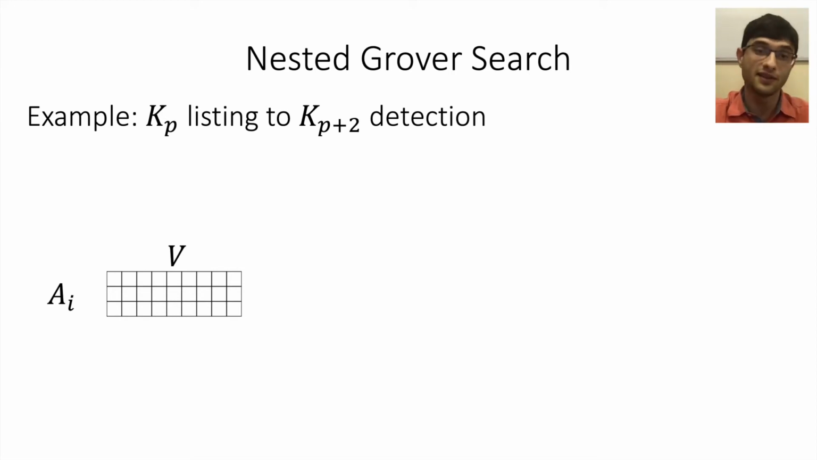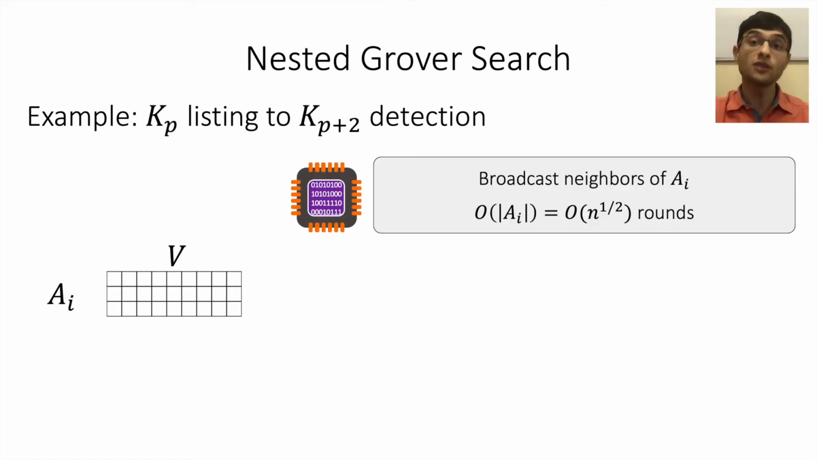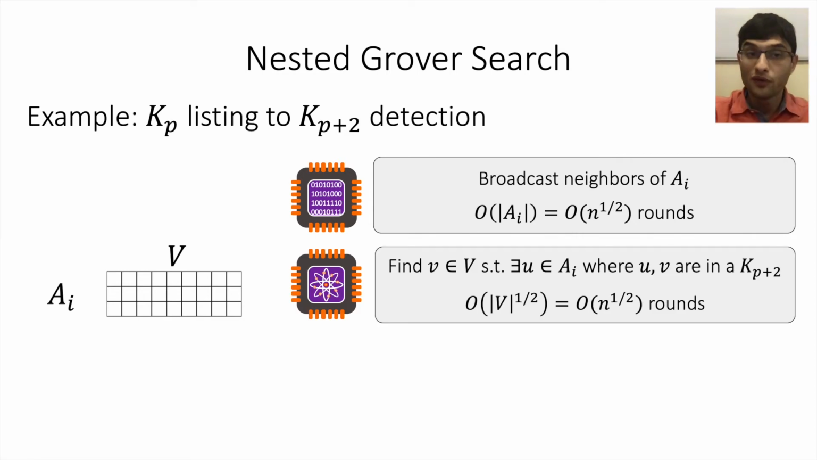How long does it take to check if a single batch has a pair which extends a K_p to a K_{p+2}? We start by broadcasting all the neighbors of A_i, and this takes square root of n rounds, since that's the size of A_i. We then search over the nodes V to see if there is some node in V which, together with some node in A_i, extends some K_p to a K_{p+2}. This is done exactly like we did the extension to p plus 1, simply by having the nodes in V broadcast their neighbors throughout the quantum search. This takes n to the 1 over 2 rounds because we have n nodes, and checking a single node simply amounts to broadcasting its neighbors, which takes O of 1 rounds, as we saw a second ago.